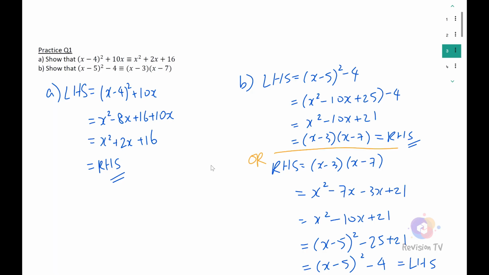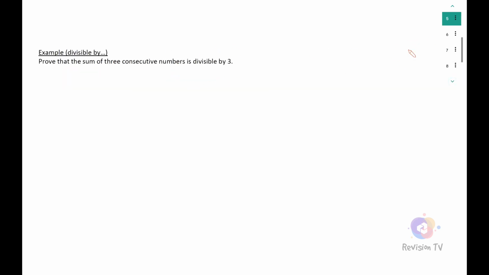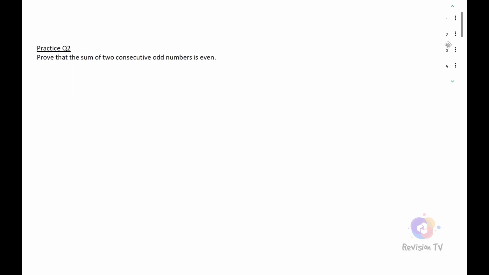Here are the answers for question 1. I'm not going to go through it because it should be fairly straightforward, I guess, for question A and question B. Next, we are going to go through a few examples of different types of proof. The first one we're going to go through is the multiple of something, and then divisible by something, odd and even, and then you do some practice.